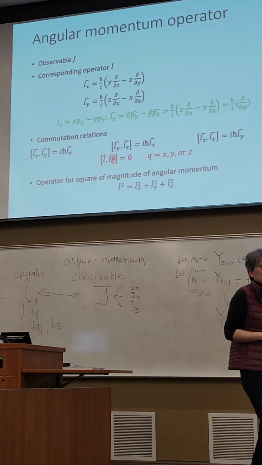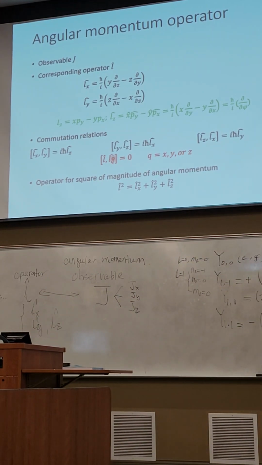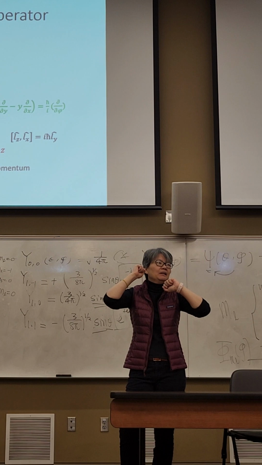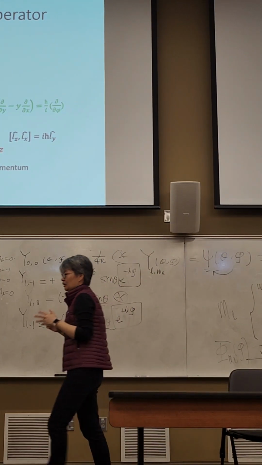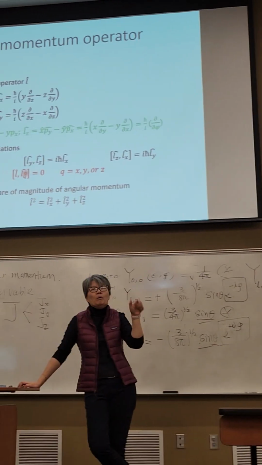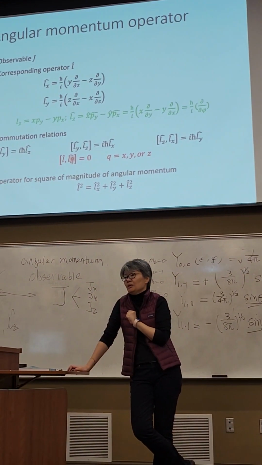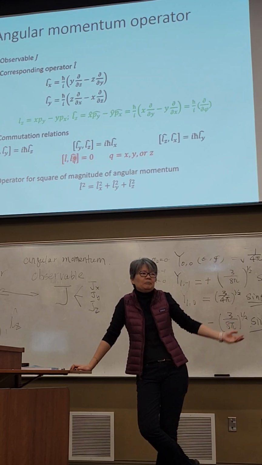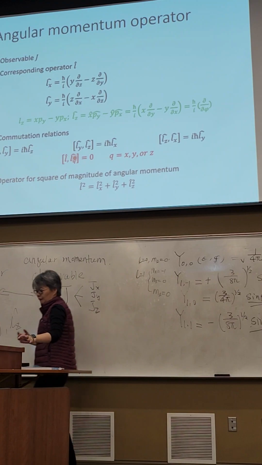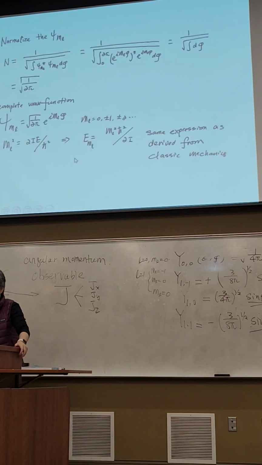You have the commute property between the total angular momentum and what? One of the components. They commute. So therefore, we can precisely determine the total angular momentum with the z component, or the x component, or the y component. So in that regard, we can choose one. Traditionally, we use z, okay? Okay, all right. Very good.